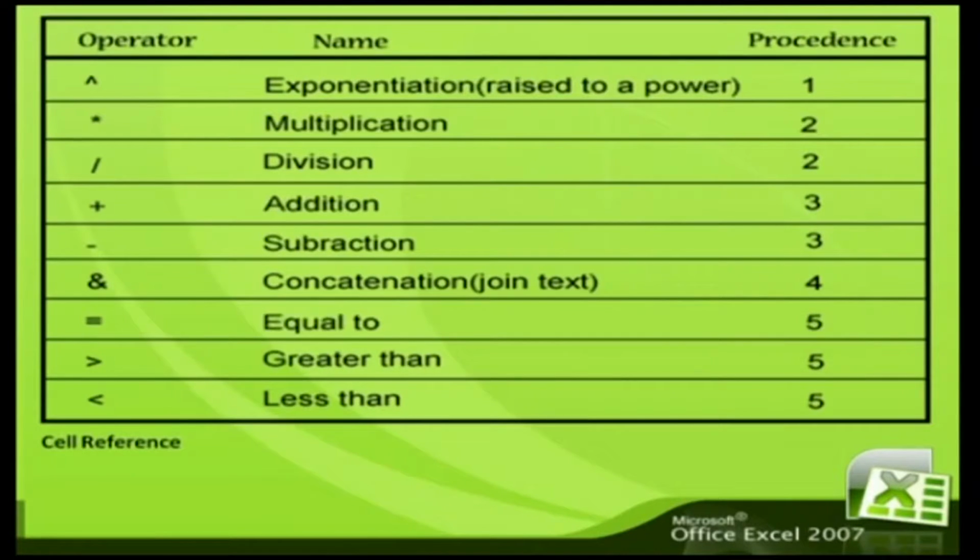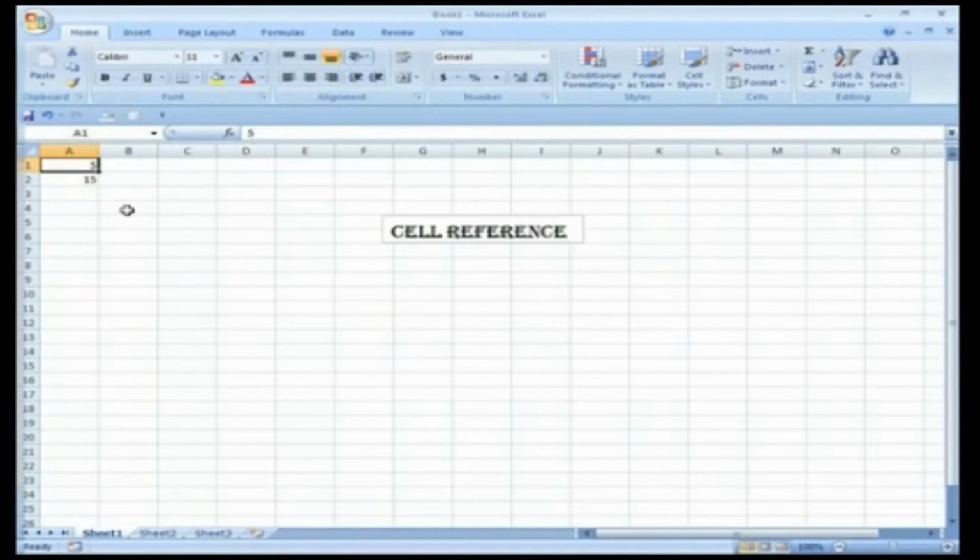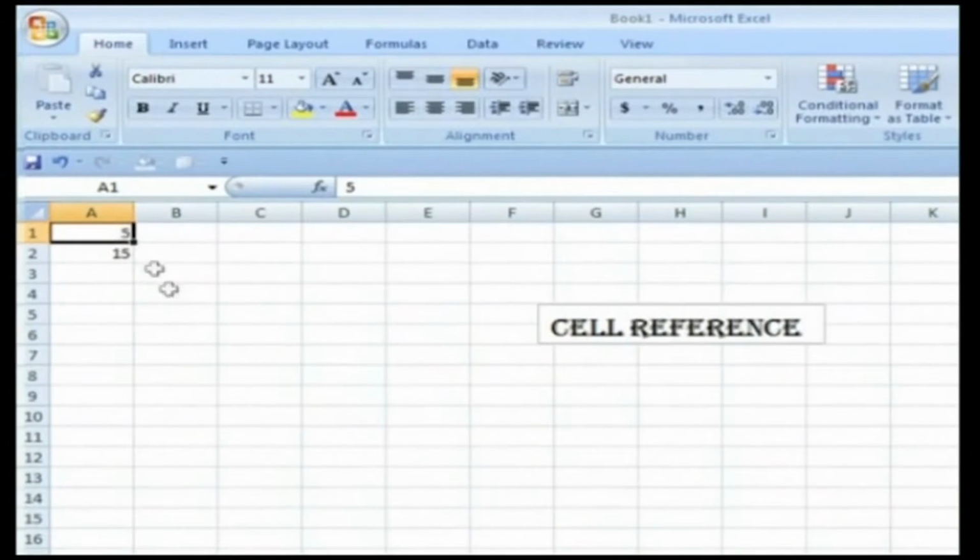Cell reference. To perform any task in Excel, it is very important to specify its cell reference so that Excel calculates it easily. Every cell reference points to another cell. For example, if you want a reference that points to cell A1, the cell in column A, row 1, then use this cell reference: equals A1.